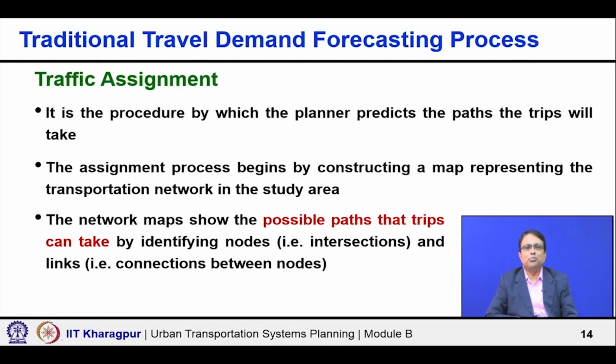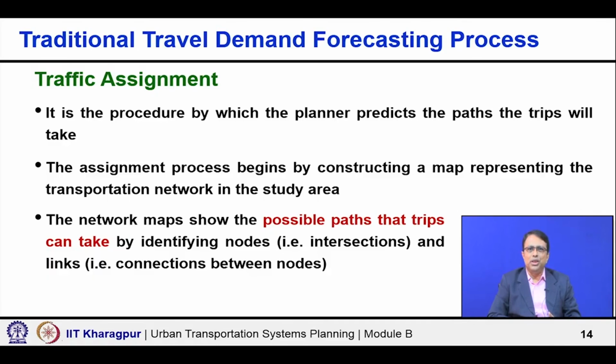The last is basically the traffic assignment. As I said, this tells you how the path or the route choice decision will be made. So, destination decision, then the mode choice decision, and now the route or the path choice decision, which route or which path is to be taken. So, it is the process by which planners predict the path the trips will take.